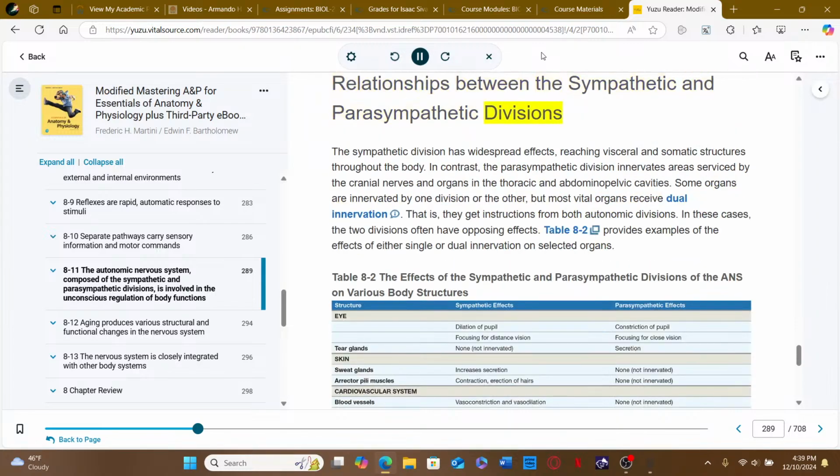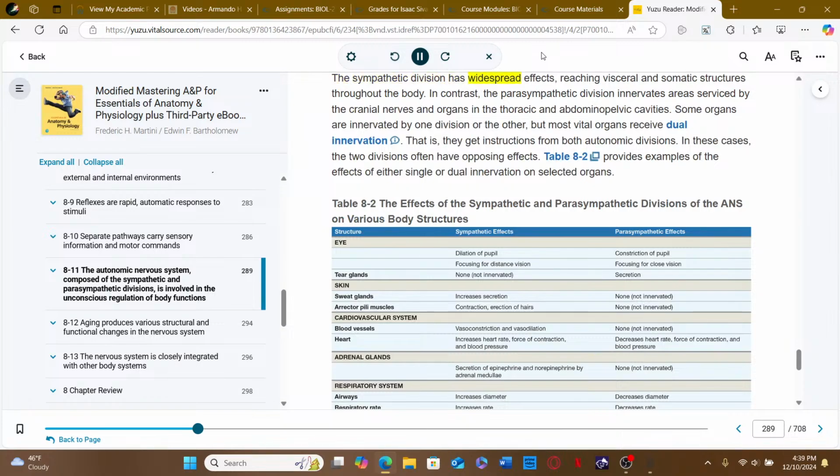Relationships between the sympathetic and parasympathetic divisions. The sympathetic division has widespread effects, reaching visceral and somatic structures throughout the body. In contrast, the parasympathetic division innervates areas serviced by the cranial nerves and organs in the thoracic and abdominopelvic cavities. Some organs are innervated by one division or the other, but most vital organs receive dual innervation.